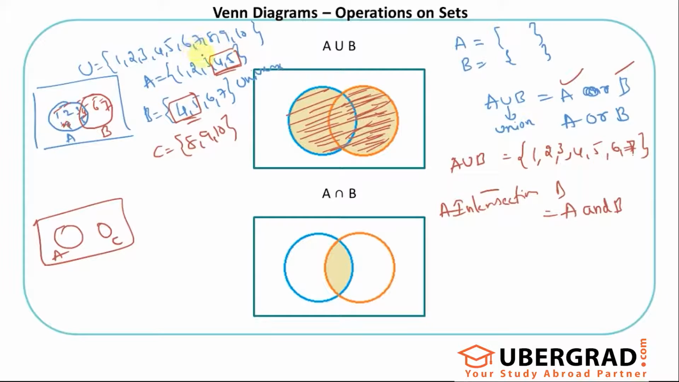So in this example, what will be A intersection B? It's only 4 and 5, because 4 is present in both and 5 is present in both, but none of the other elements in A and B are present in both the sets. So A intersection B is only 4, 5, so that's why I write this in the overlap zone.